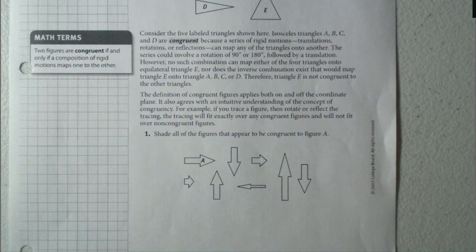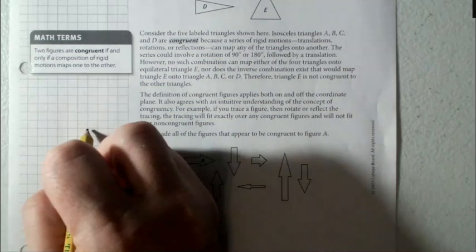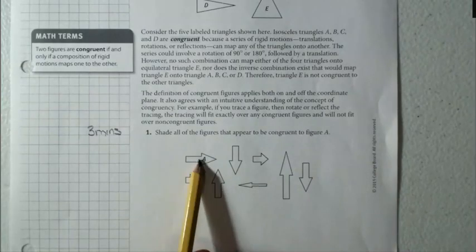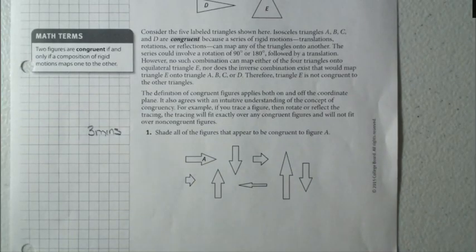Shade all of the figures that appear to be congruent in figure A. I'm going to give you 3 minutes. I want you to shade all the figures you think are congruent to this particular arrow. Go ahead and pause your video now.